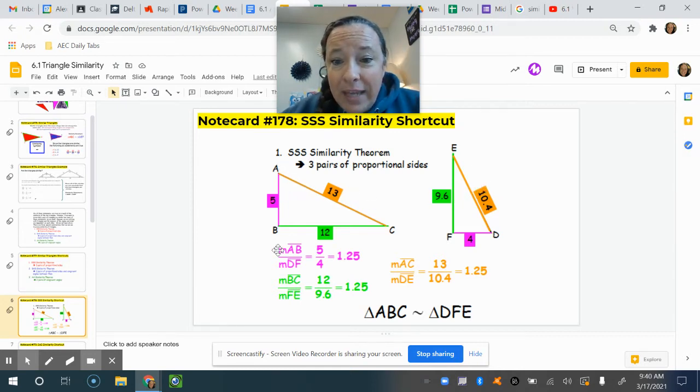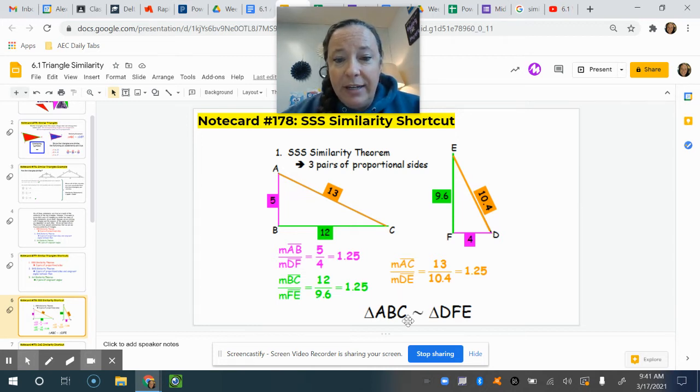So you need to check AB and DF, that proportion when you divide it is 1.25. So then let's, in green, do BC to FE. 12 over 9.6 is 1.25. So we're good to go so far. And then in orange, AC and DE, 13 to 10.4. If I do that in my calculator, I get 1.25. So we have all three corresponding sides that have a common ratio. They are in proportion. They all got 1.25. So I can use the side similarity theorem and say that these two triangles are indeed similar, even though I don't have anything about the angles.